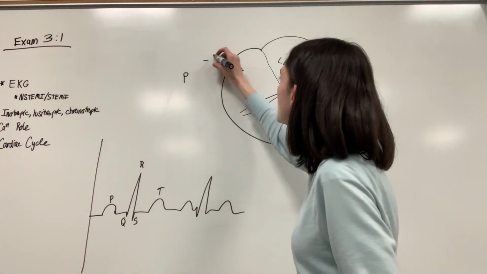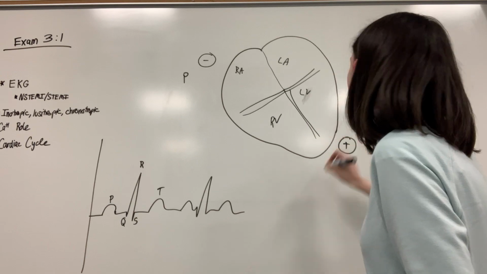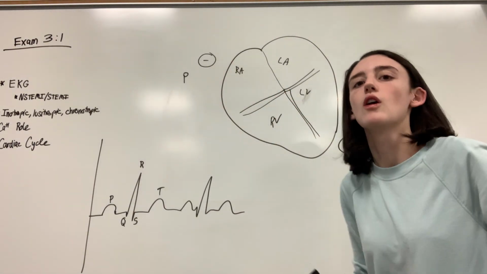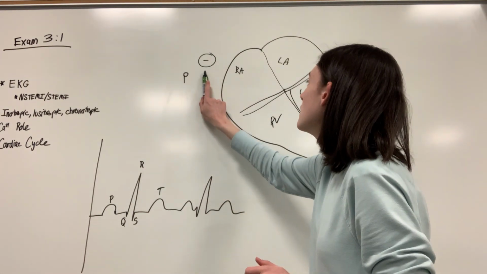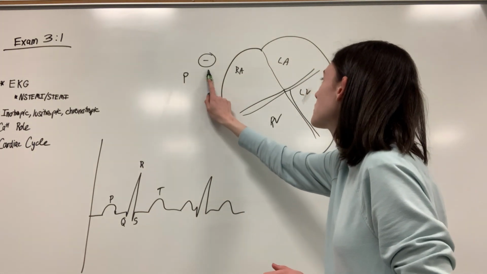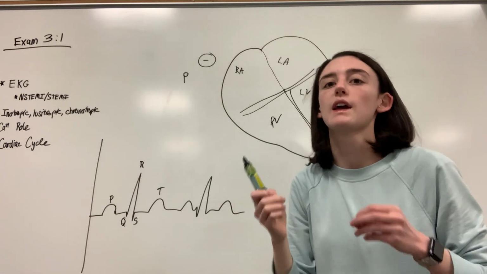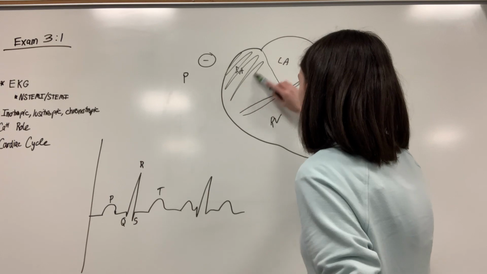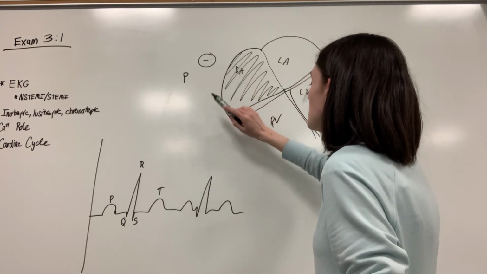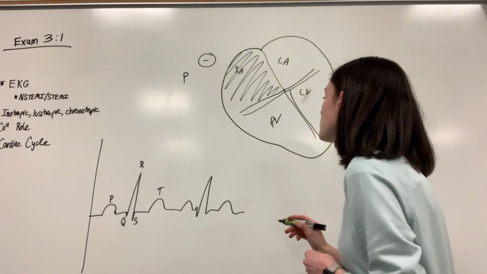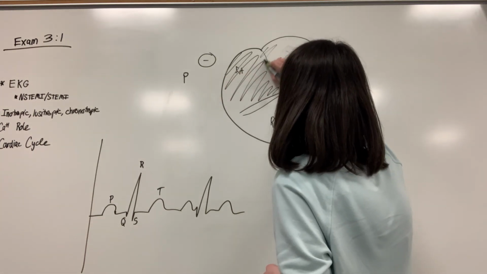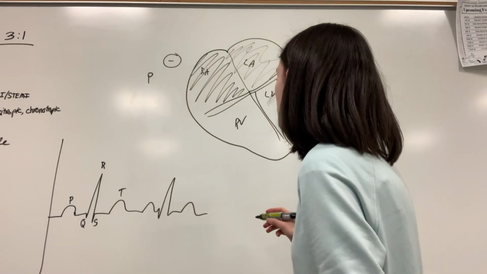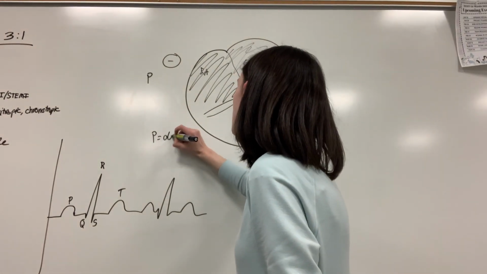So to begin, we have our P wave, and what these waves represent is how the heart is going to depolarize and repolarize over time. Our P wave is when we're going to start depolarizing our atria. This whole section of the heart is going to get depolarized in the P wave. So I will write that down: depolarization of atria.